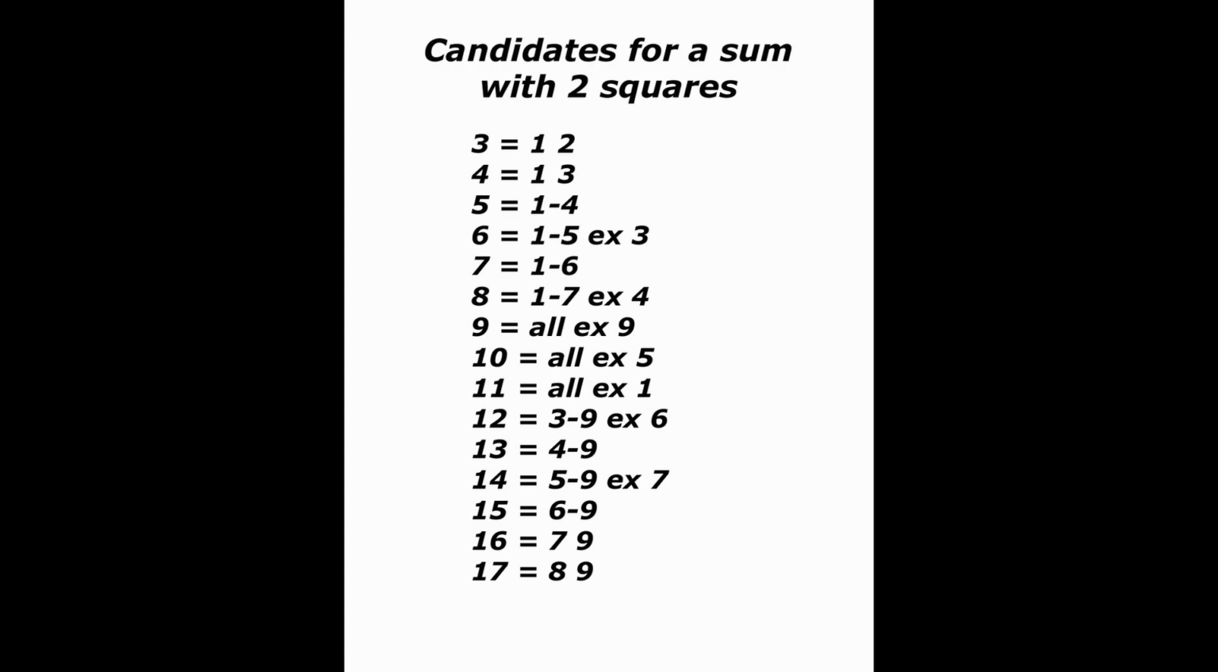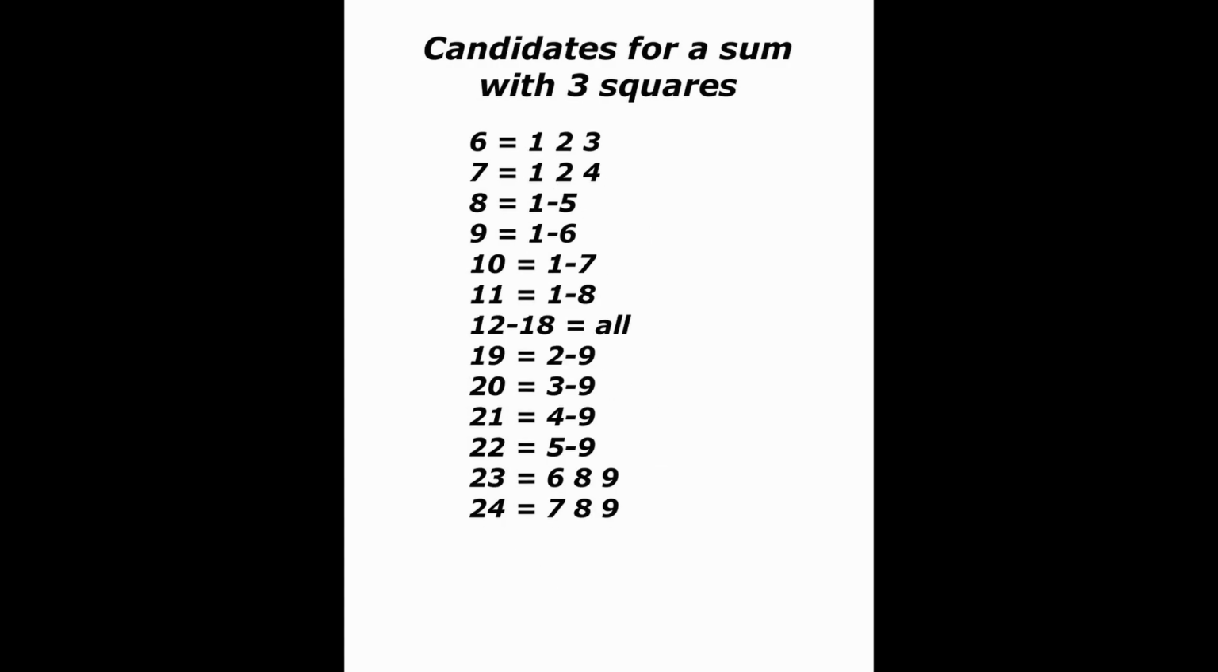Rather than going through a detailed analysis, go ahead and take a photo of this page with your phone. You will see that the possible candidates follow a pattern that's easy to understand. Here are the lists for sums with 3, 4, 5, and 6 squares for you to photo.